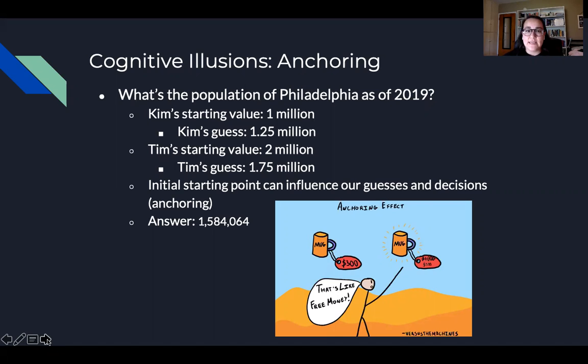But here we can see that the guesses that people make can be shaped by the first information that they have about something. An example of this that often comes up in consumer psychology, and figuring out how to sell things to people, is the price point at which something is sold to you.